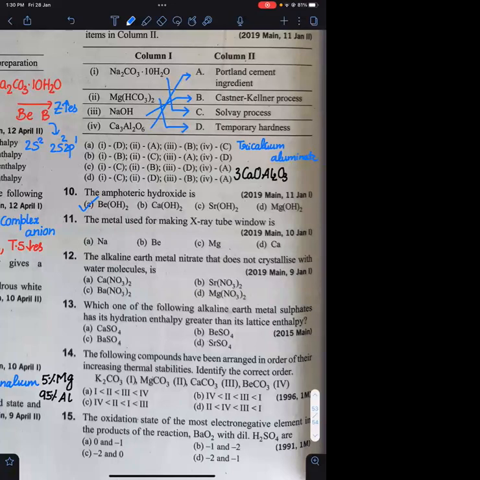Any other answer? D is not the right answer. Calcium is not the right answer. Anyone? Any guesses? If you want to take a guess among these elements, what do you think will be a preferable metal in order to make that particular tube or tube window, X-ray tube window? Be, Beryllium. Okay, why do you think so?